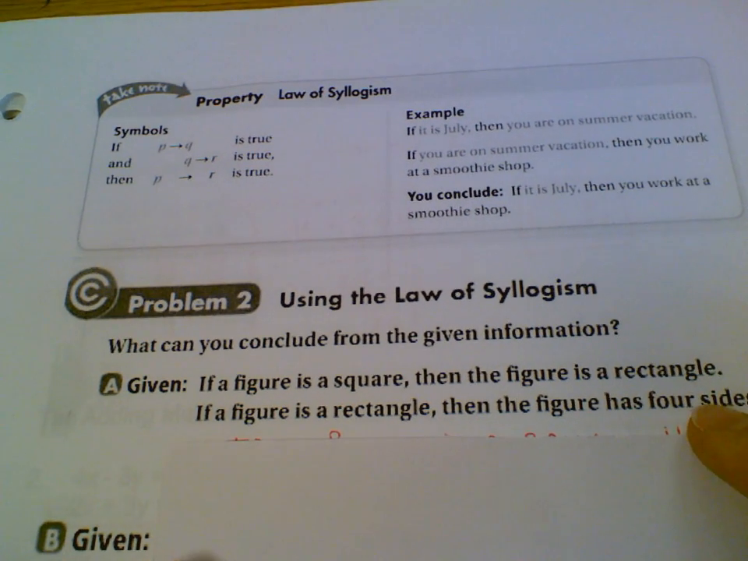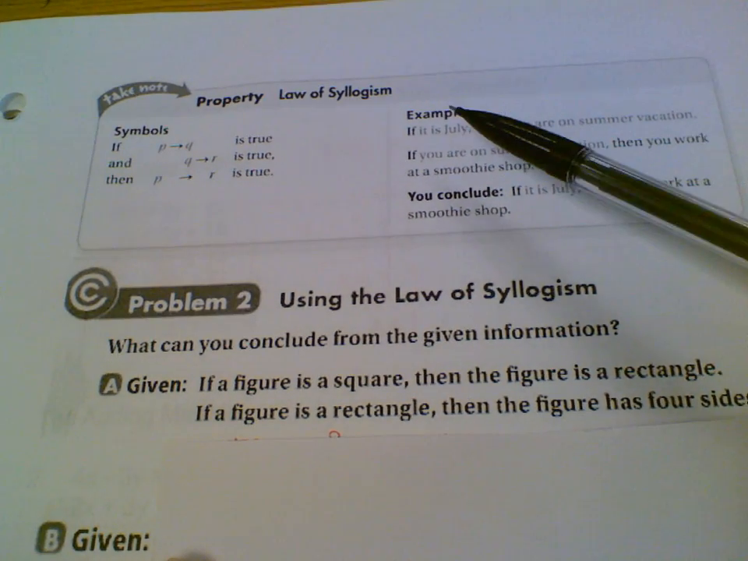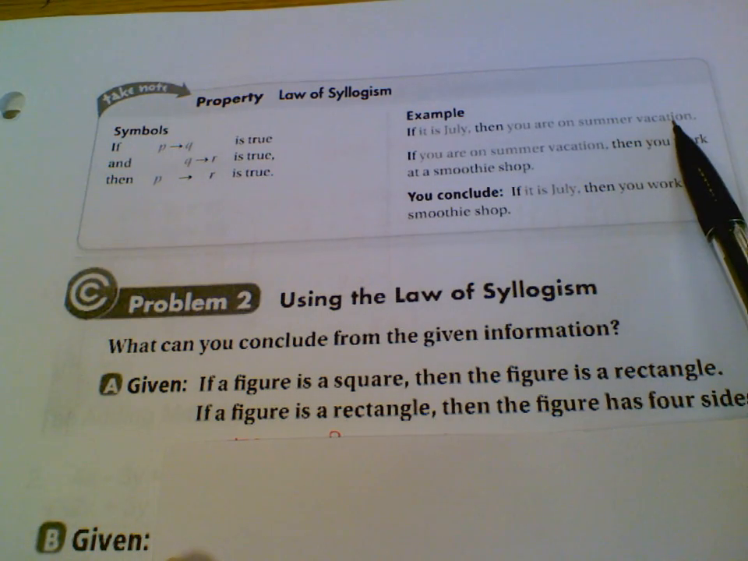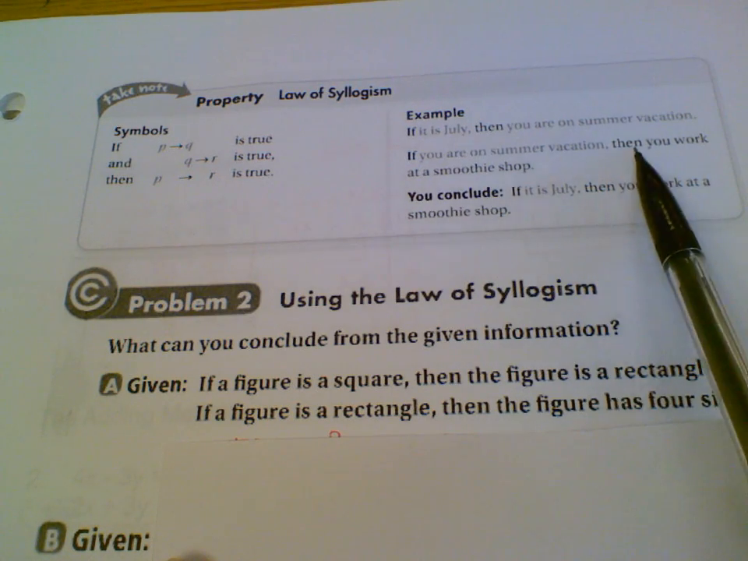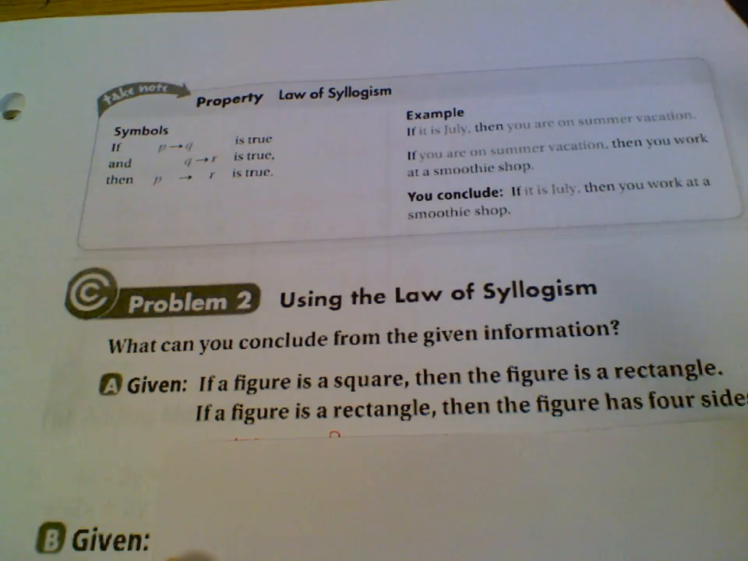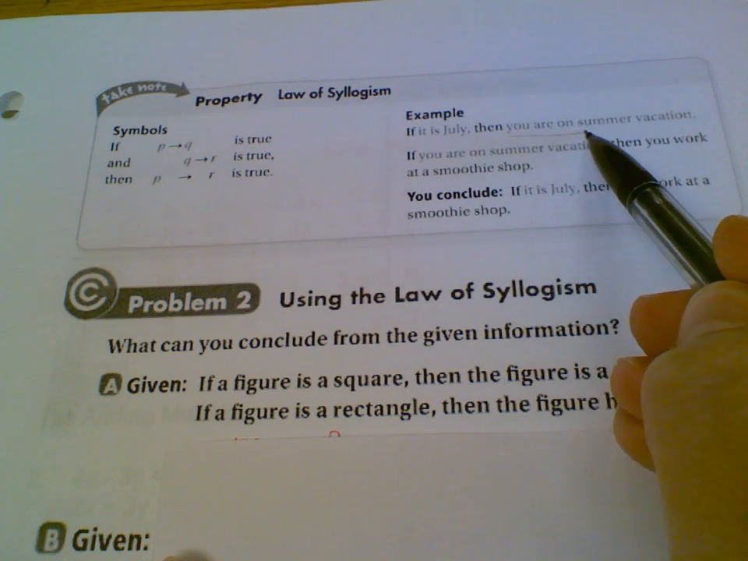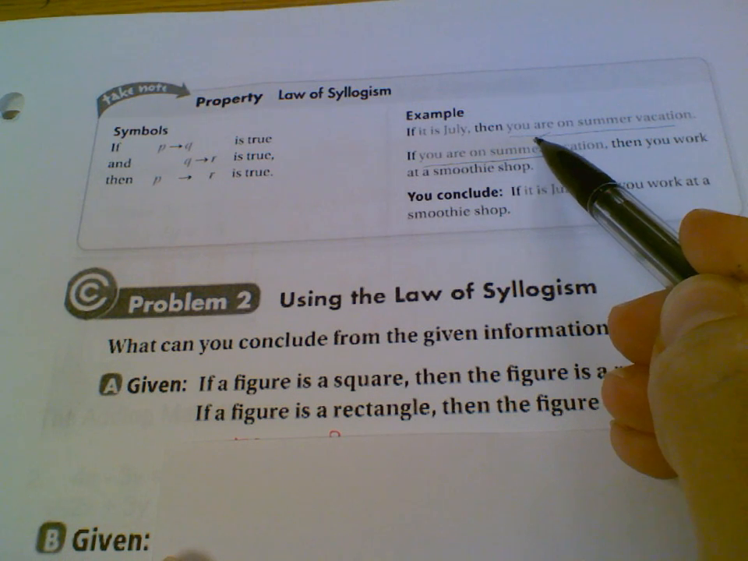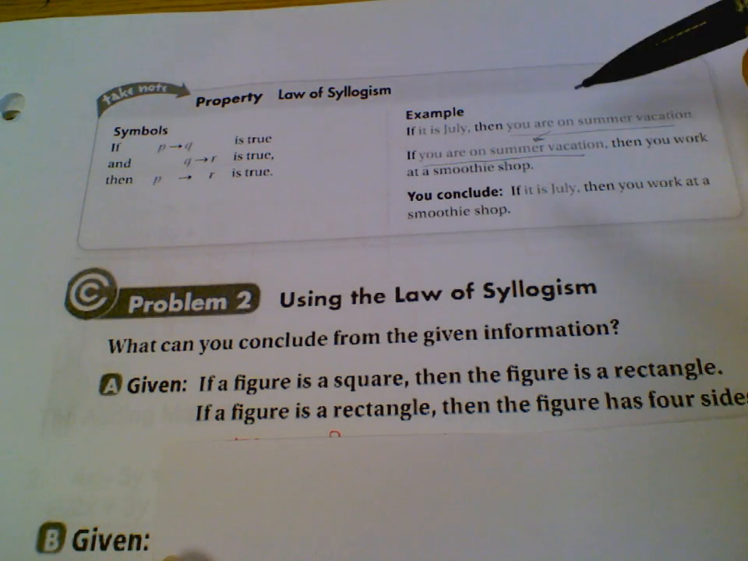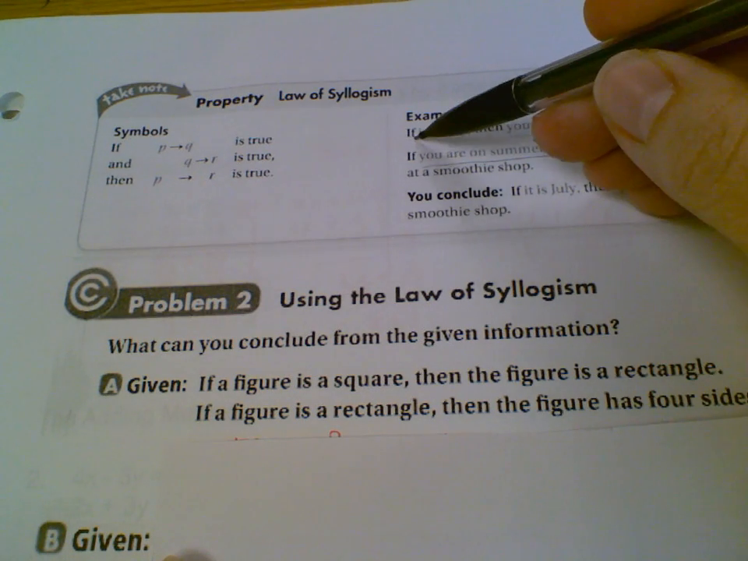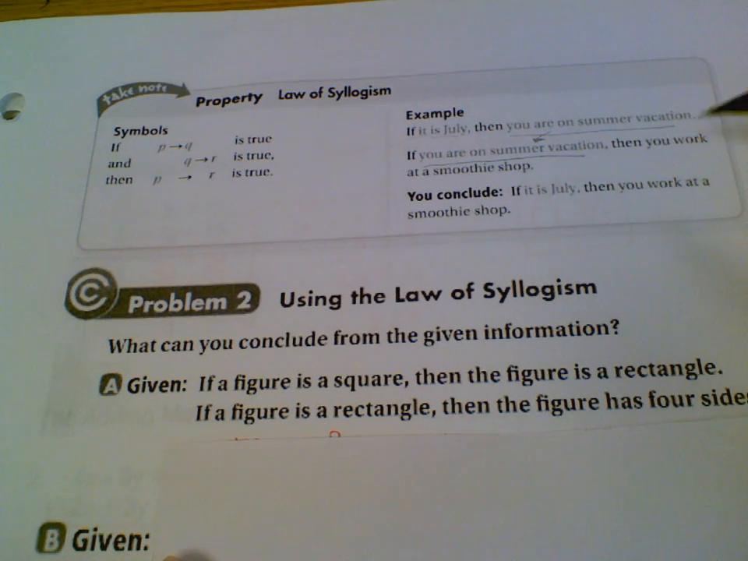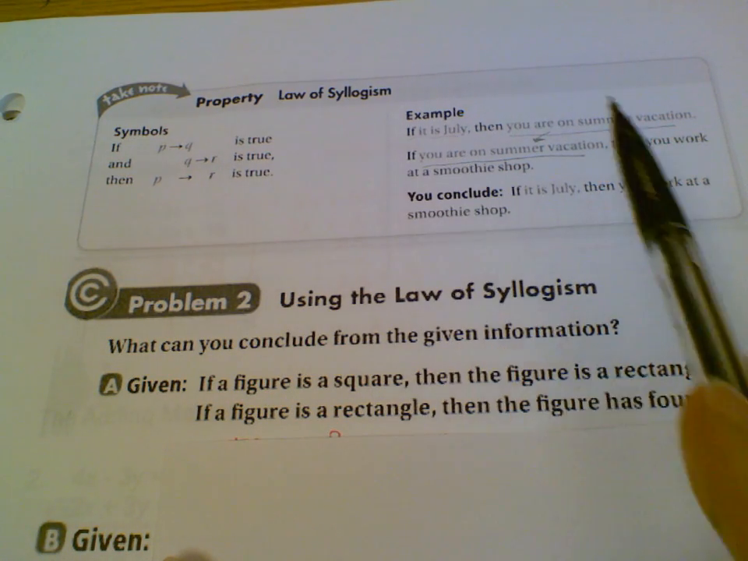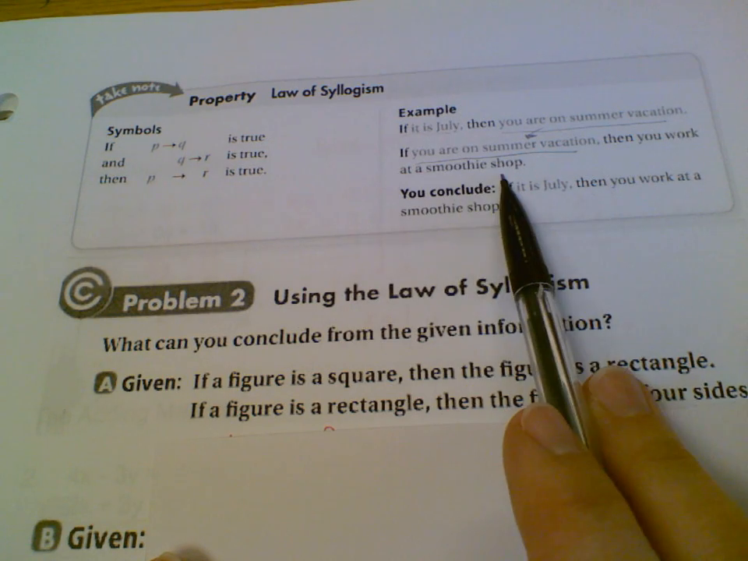So what this says is, if I have two if-then statements, such as, if it is July, then you are on summer vacation. If you are on summer vacation, then you work at a smoothie shop. If the conclusion of the first sentence matches the hypothesis of the second sentence, then I can go ahead and eliminate those two and bridge the gap between the first hypothesis and the second conclusion. So I could conclude, if it is July, then you work at a smoothie shop.